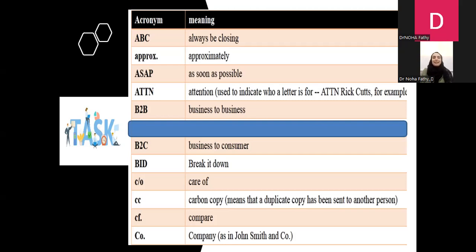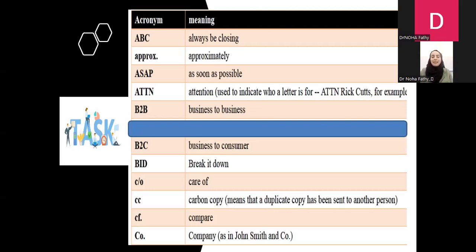APC. This is an abbreviation of always be closing. Approx. This means approximately. ASAP. As soon as possible. Attn. This is an abbreviation for attention, and I use it to indicate who the letter is for. For example, attn: requests.